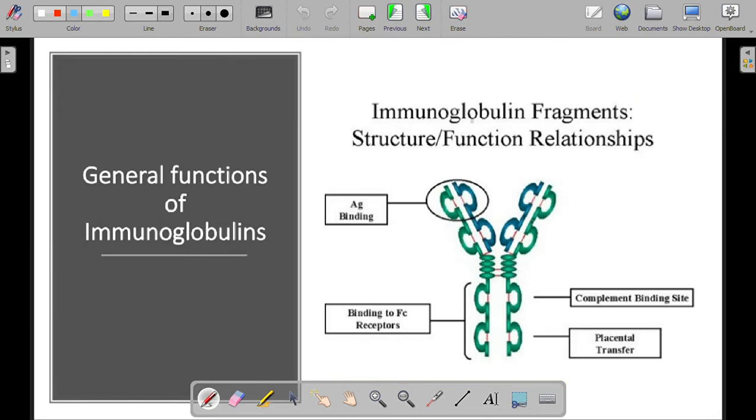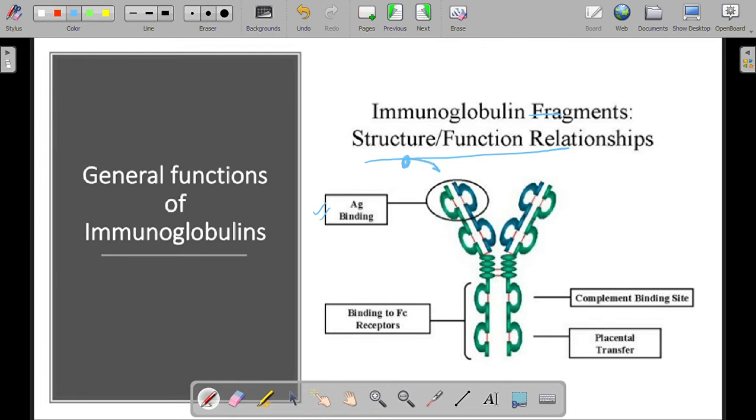So the general function of immunoglobulin is shown in this very beautiful diagram, and there is no need to read too much; you can understand from here only. No need to refer to a lot of books. And this is the antigen binding site. Here the antigen comes and binds.